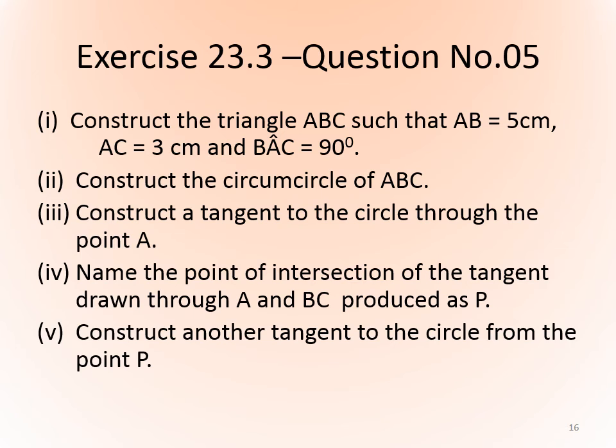Third question, construct a tangent to the circle through the point A. Fourth one, name the point of intersection of the tangent drawn through A and BC produced as P. Fifth one, construct another tangent to the circle from the point P.